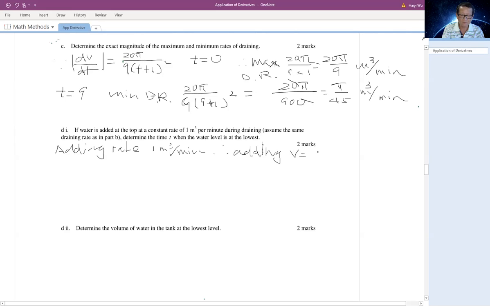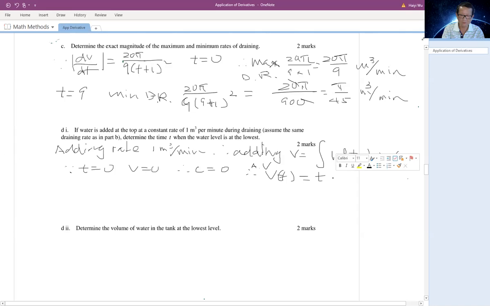The adding volume is determined by the rate of change, which is 1 with respect to T, so it will be T plus C. Because when you start adding water, at time equals 0, you haven't got any volume, we substitute and find C equals 0. So the adding volume is Vt equal to just T.